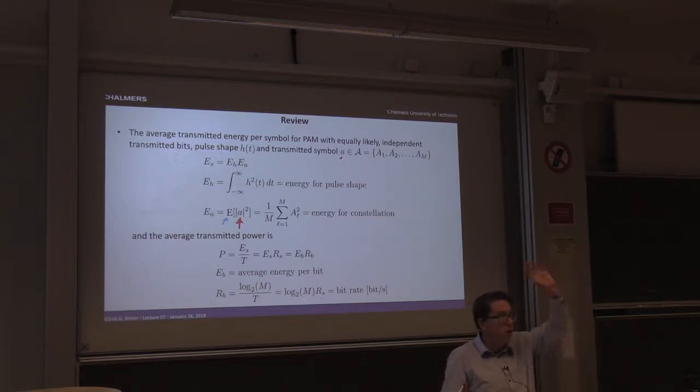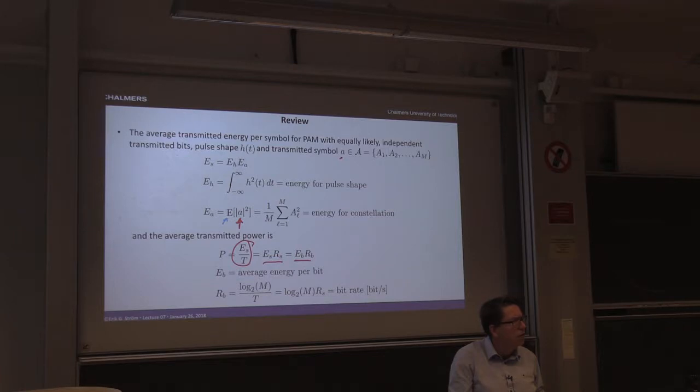So we need to fix what is in the numerator, what is the energy, and what is the time. If the energy is the energy per symbol, then the time is the time between symbols. If the energy is the energy per bit, then we should divide by the time between consecutive bits. Actually, this equation is of course equal to this one, where the symbol rate is 1 over T. But this one extends also to energy per bit and the bit rate.